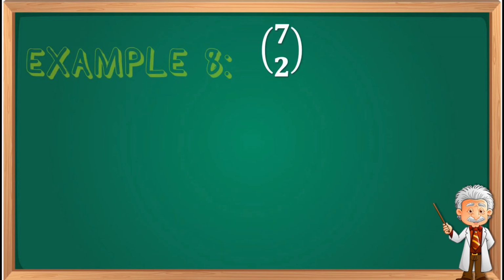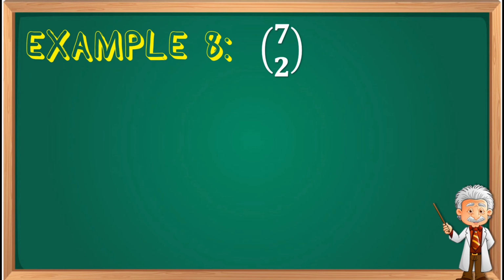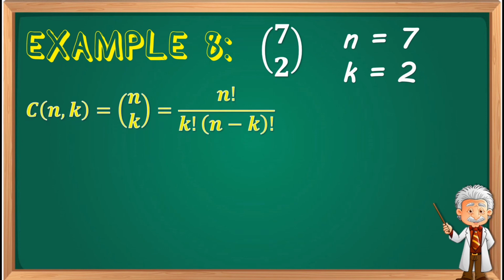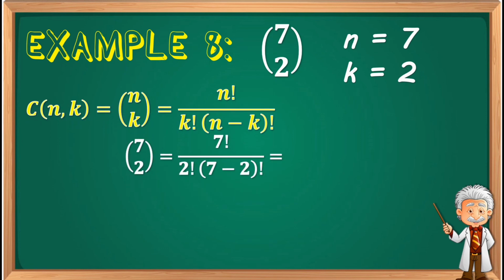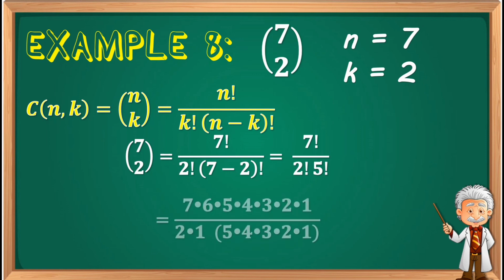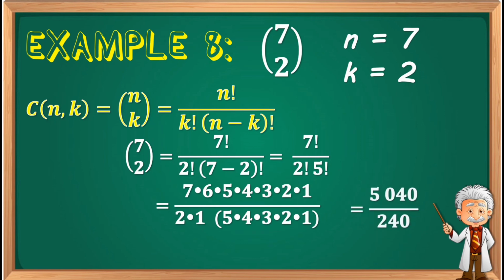Next, we have example number 8, and our given is 7, 2, where n is equal to 7 and k is equal to 2. Using the formula, we have 7 factorial over 2 factorial times the quantity 7 minus 2 factorial equals 7 factorial over 2 factorial times 5 factorial. So this is the solution. Equals 5,040 divided by 240 equals 21.